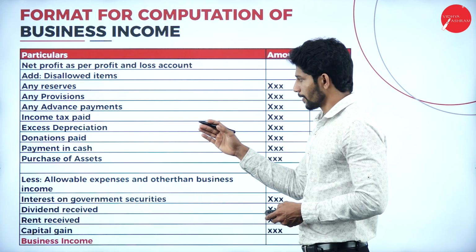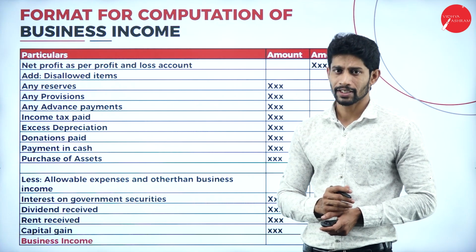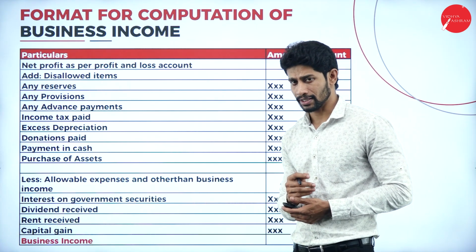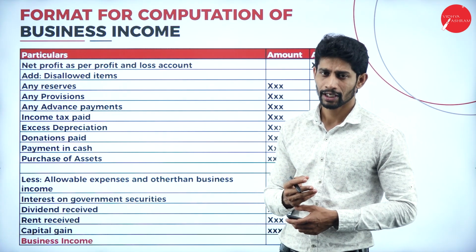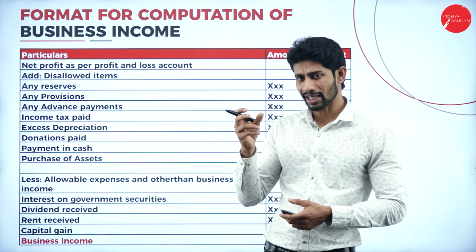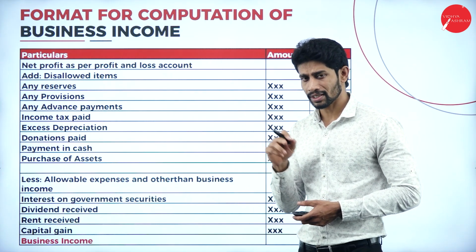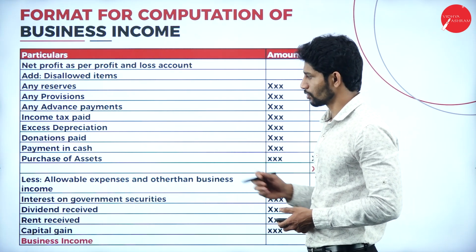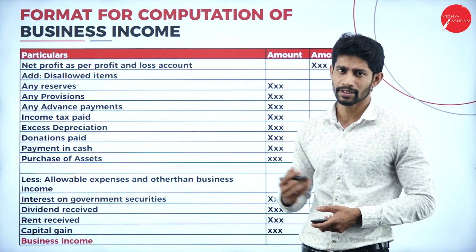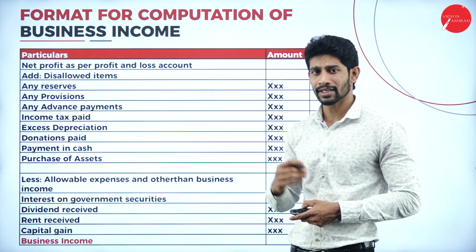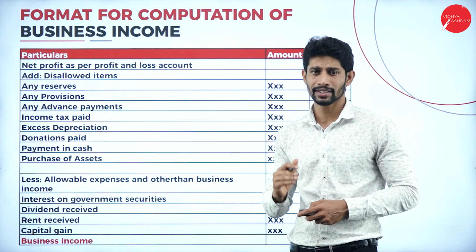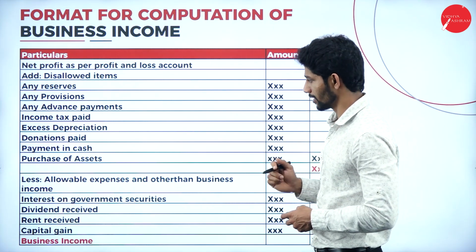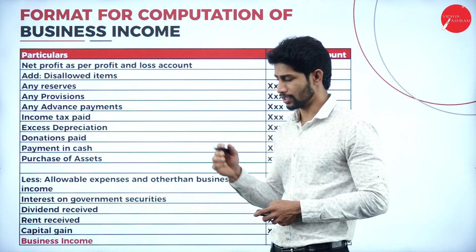Next one, excess depreciation. Yes, if excess depreciation is claimed by the assessee, for instance, instead of claiming 20,000, if he claimed 30,000, here he is claiming an extra 10,000 rupees, right? That 10,000 should be added back. That is called excess depreciation. Next, donations paid. Any donations paid by the business entity come under deduction. It is not an expenditure, it is a deduction. It comes under section 80C to 80U.